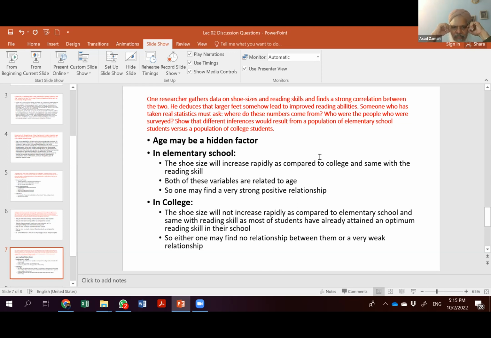And in college, the shoe size will not increase rapidly as compared to elementary school, and the same with reading skill, as most students have already attained an optimum reading skill in school. So either one may find no relationship between them or a weak relationship.